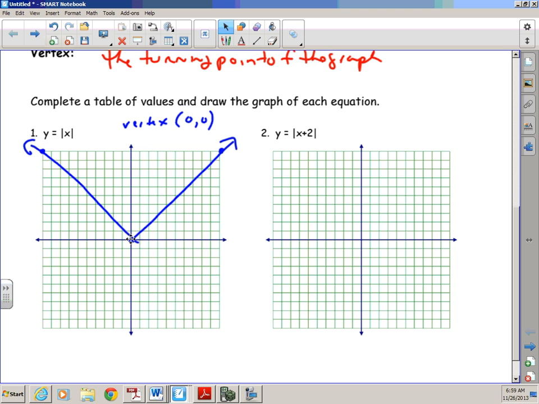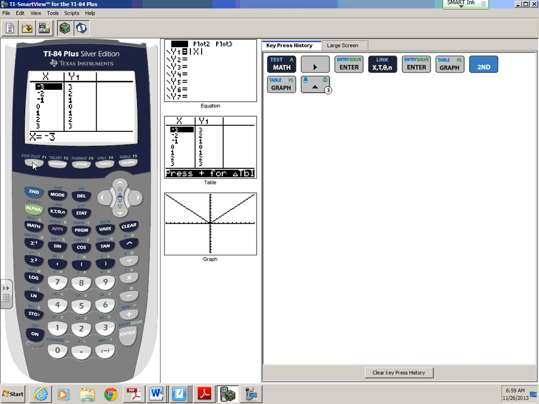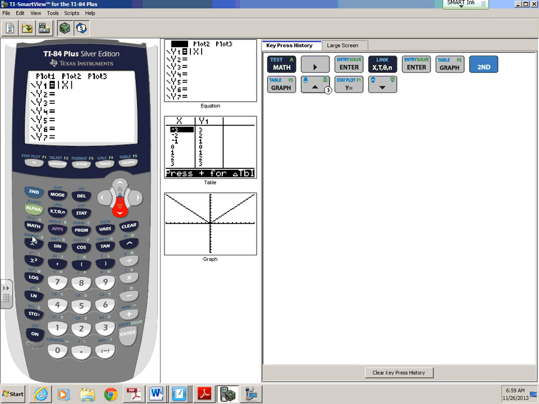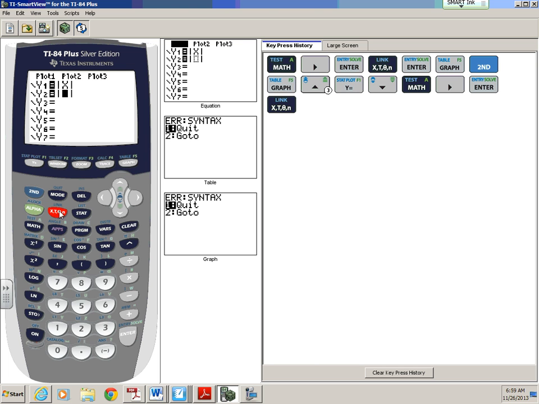Now, we'll do the next one on the calculator. And I'm going to keep the old one in there. So we're going to go back to y equals. Now what we want to have is we're going to hit math. We're going to go over to number, call up absolute value. And now what we're going to have is the absolute value of x plus 2. And I want to take a look at the graph.